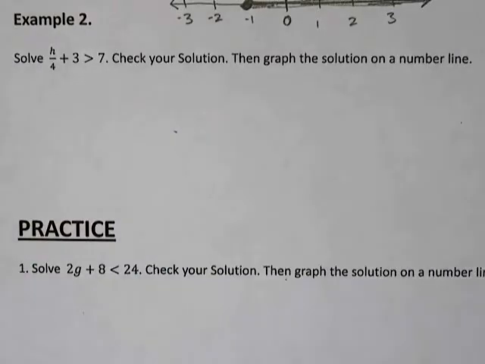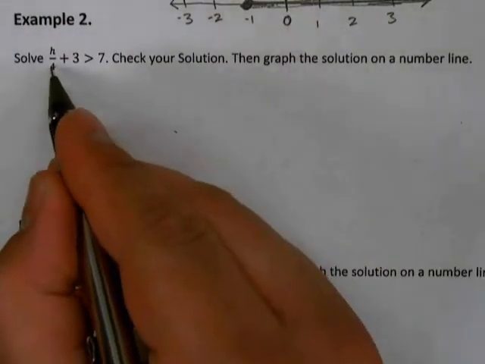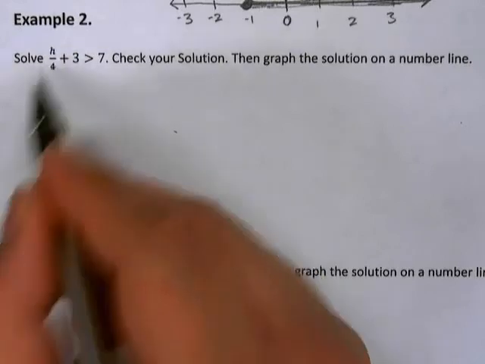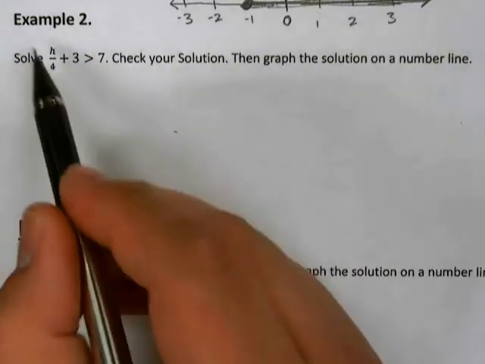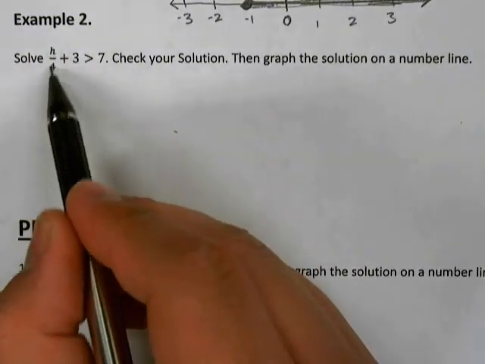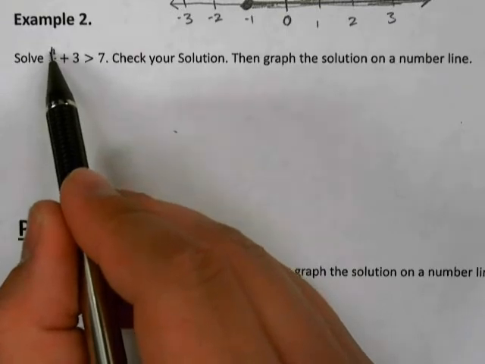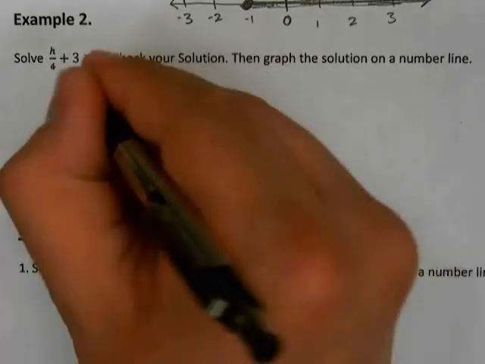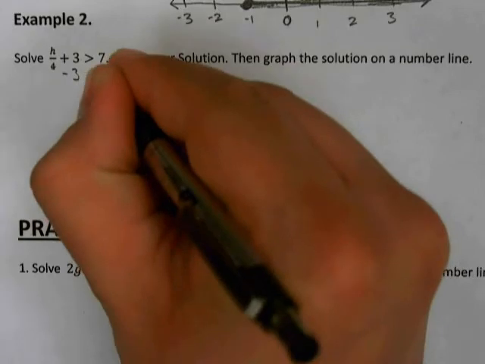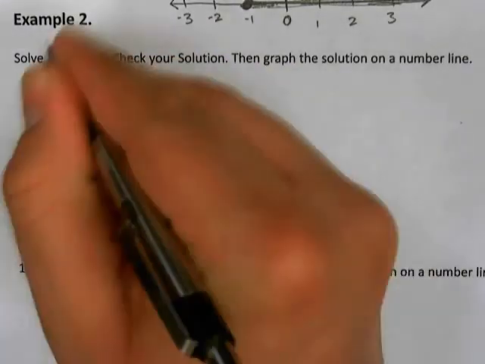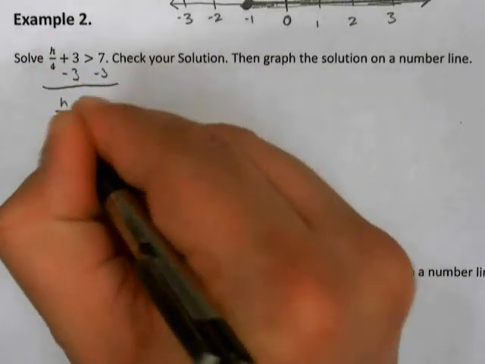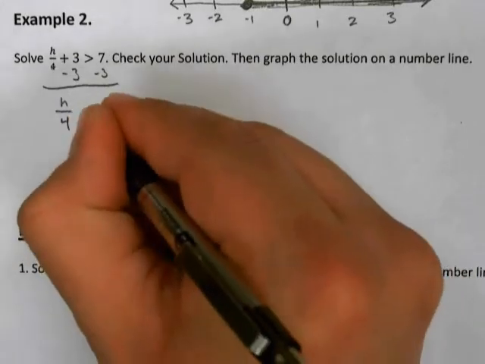Example 2 says, solve h divided by 4 plus 3 is greater than 7. Check your solution, then graph the solution on the number line. So we have to get rid of this. We're working in reverse PEMDAS order, right? And so we have to add or subtract first, and we want to get h by itself. That means we have to subtract out the 3 first, because that will get h divided by 4 alone.